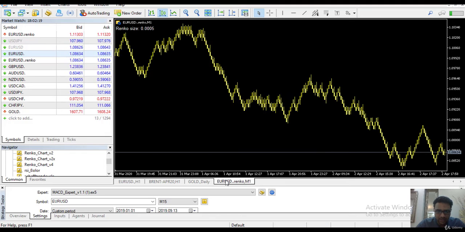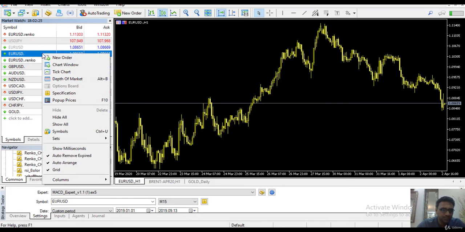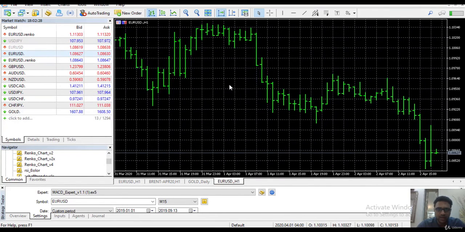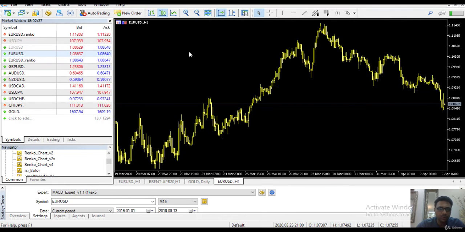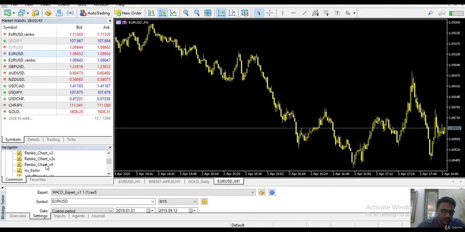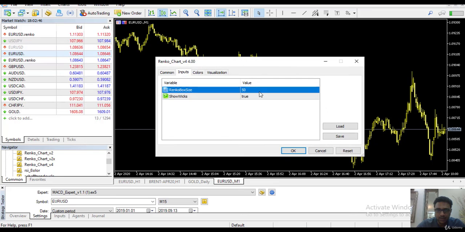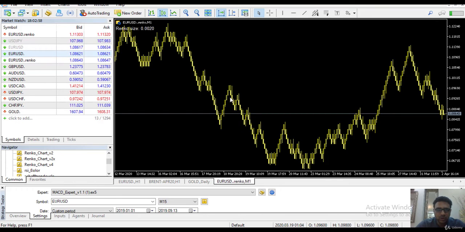And let's close this one and move on to another Euro USD. Let's look at a bigger brick size that would give us a very good example of how we will be looking at Renko charts. Okay, let's move on to 1 minute, and let's put up 200 points. So one brick will represent 200 points. And let's look at how this will come out. So this is one brick representing 200 points.